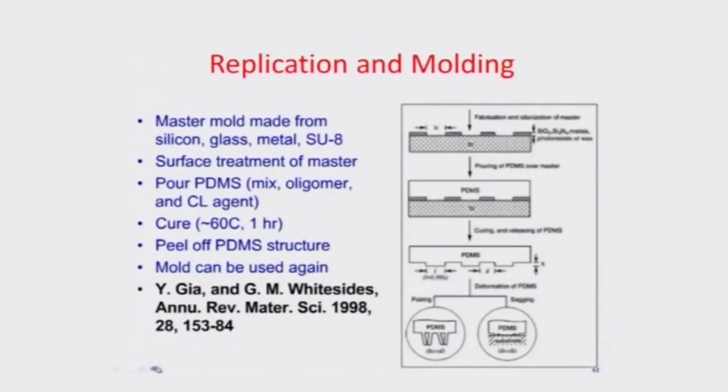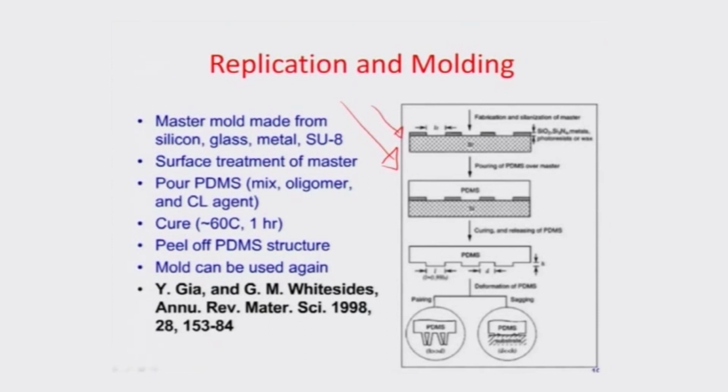The first process which comes to our mind is the replication and molding process, which is illustrated in the schematic towards your right here. You create a master mold, which is made up of silicon, glass, metal or SU8 resist. Using lithography, you can create this mold, and this mold has a sort of negative impression of whatever you would like to realize on the surface as micro features and microstructures. So, the mask is exactly the opposite, inverted or negative of the features you want to obtain.